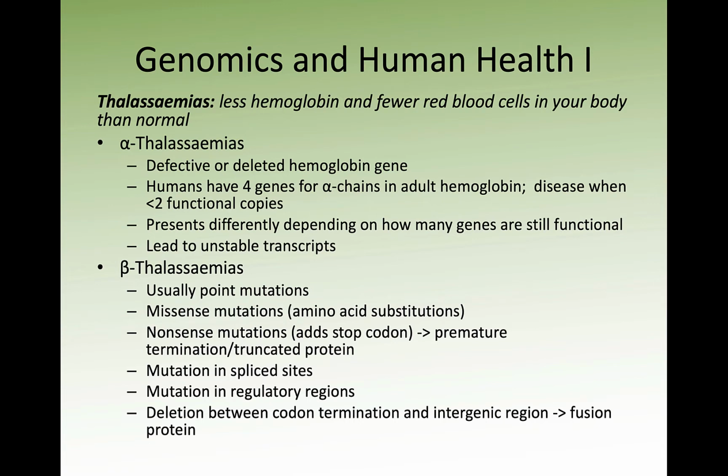Additionally, we have beta thalassemias, which are usually not large deletions, right? So in other words, we're not having a deletion or defective hemoglobin gene. This is usually the result of point mutations, which result in either missense mutations, where we have amino acid substitutions, or nonsense mutations, where we have stop codons added and a premature termination or truncation of the protein, or say a mutation in a splice site, or a mutation in a regulatory region, or some sort of deletion between the codon termination and the intergenic region. So this often will result in some kind of fusion protein, where protein sections are fused together where they shouldn't be.